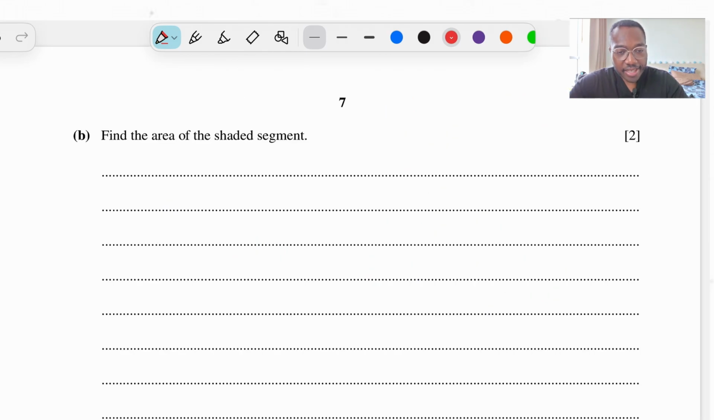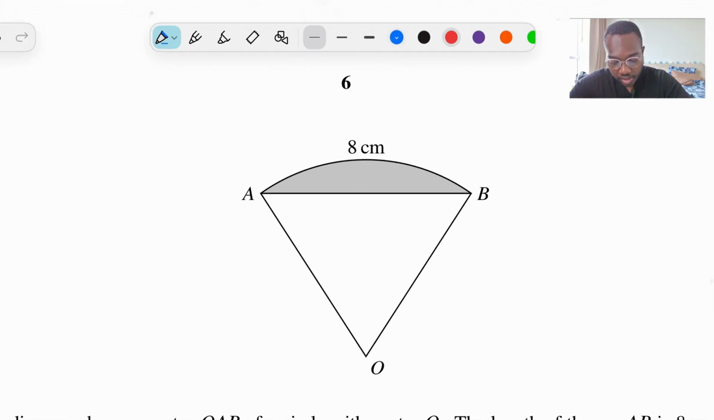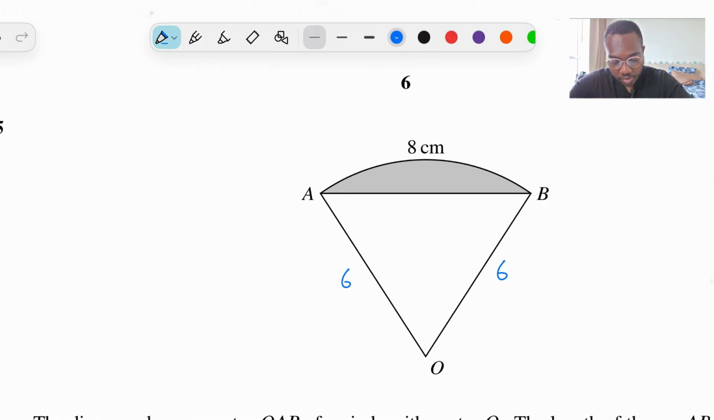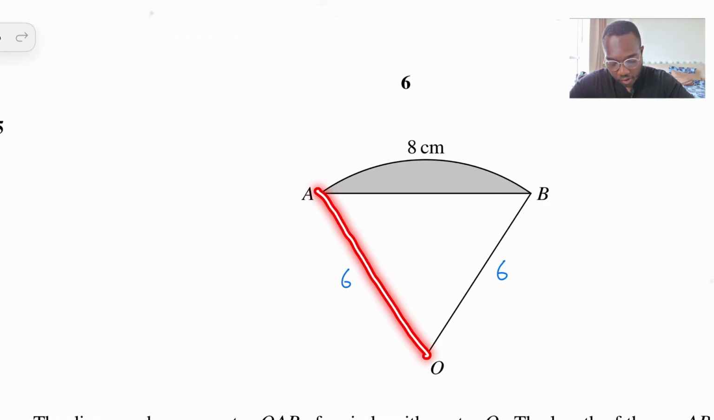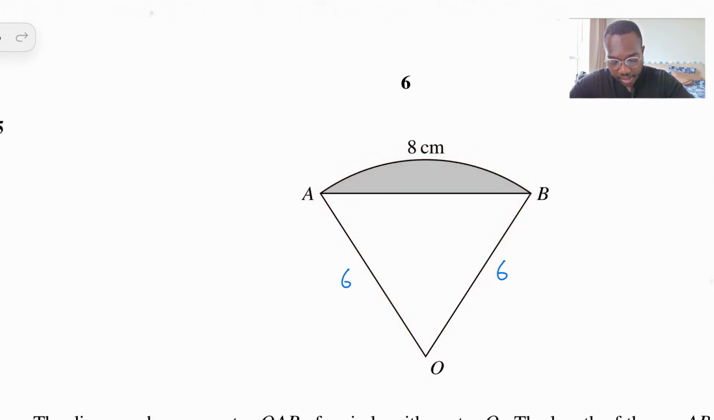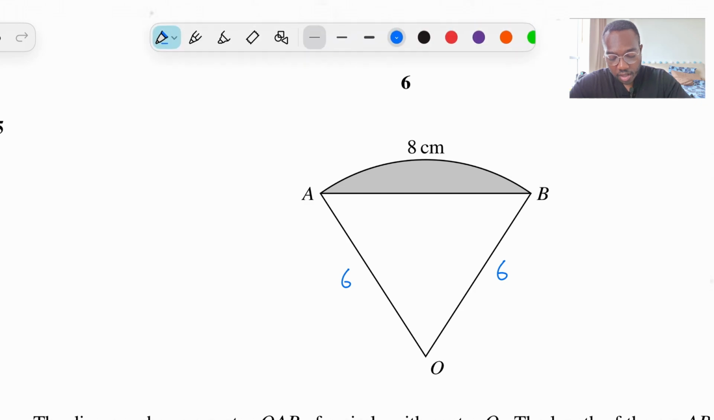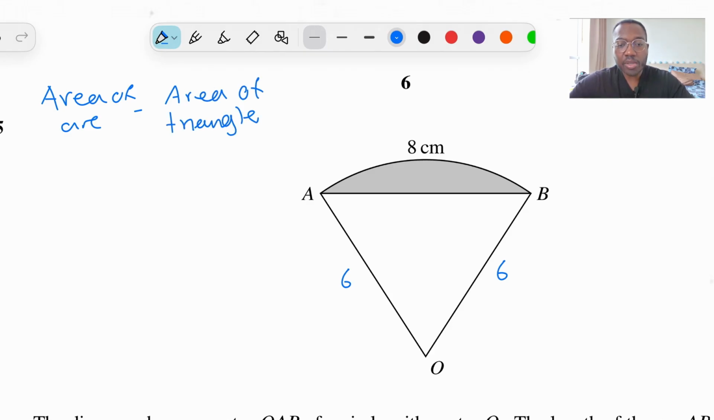Part B, we need to find the area now of the shaded segment, okay? So if I just put my finger back here, the area of the shaded segment is pretty simple. All we need to do is work out the area of the arc, or the sector OAB, and then also work out the area of the triangle, and then we can just take away the area of the triangle from the area of the arc. So it'll just be area of arc minus area of triangle, and that will give us the area of this shaded region. So let's look at the area of the arc first.